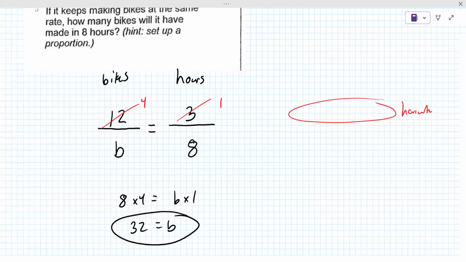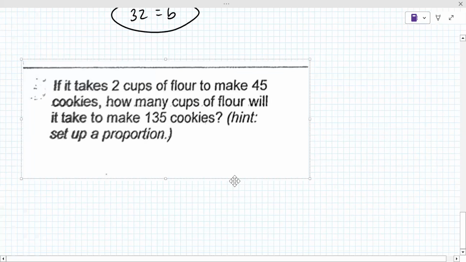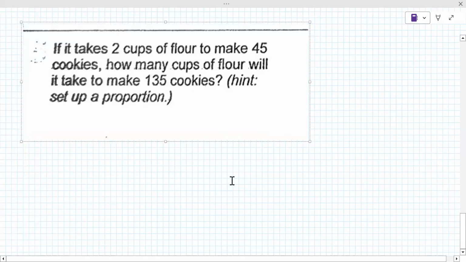All right. Let's look at another problem here. There are other ways to do this as well. So this is just one way, proportion. You can also make an equation. These are actually SAT type questions that you will see. All right, if it takes 2 cups of flour to make 45 cookies, how many cups of flour will it take to make 135 cookies?